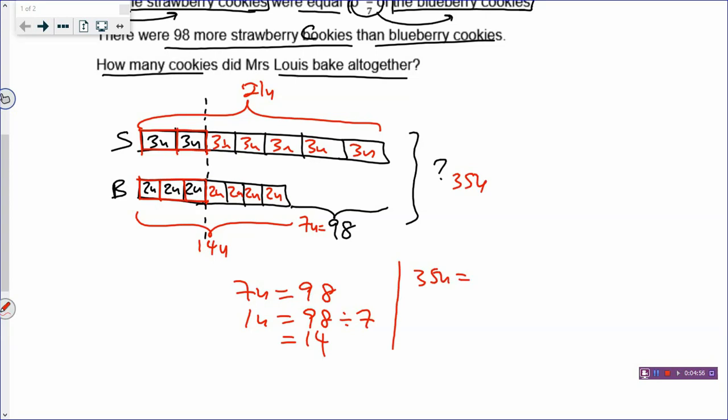So 35 times 14, use your calculator, right? And you will get 490. So there are 490 cookies altogether. So that's how you draw the model. Okay, let's go on to the next problem.